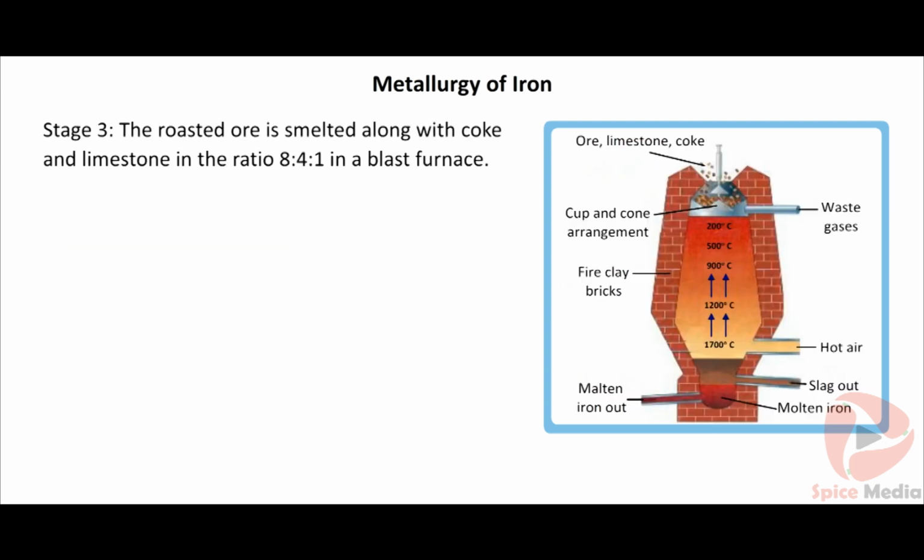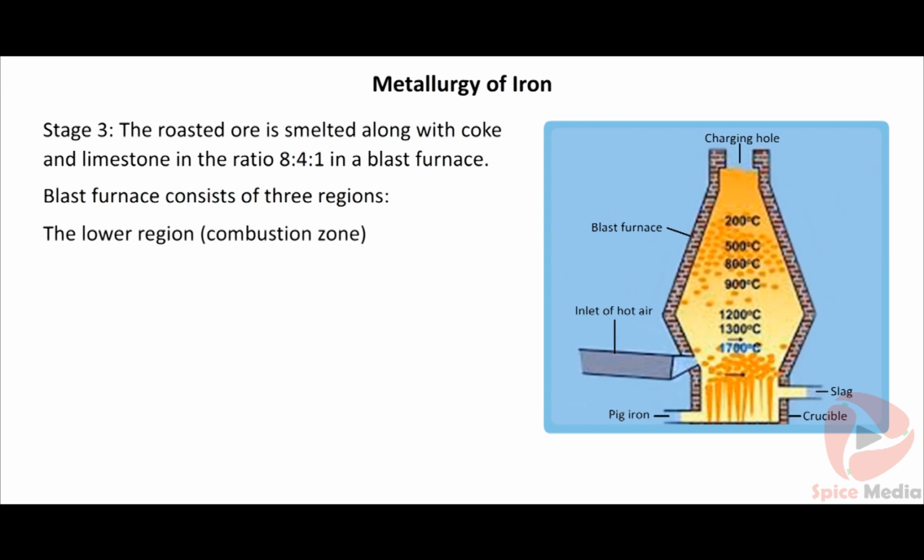Stage 3. The roasted ore is smelted along with coke and limestone in the ratio 8:4:1 in a blast furnace by introducing it through the cup and cone arrangement at the top. Blast furnace consists of three regions. The lower region, combustion zone. In this region, coke burns with oxygen to form CO2 when the charge comes in contact with a hot blast of air. C + O2 at 1500 degrees Celsius gives CO2 + heat.